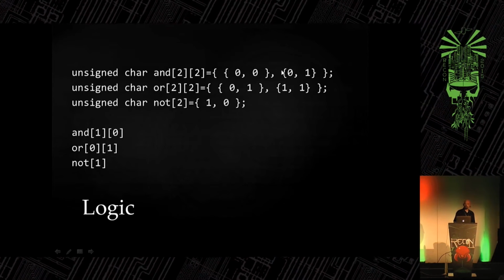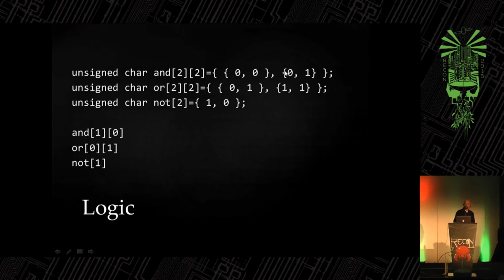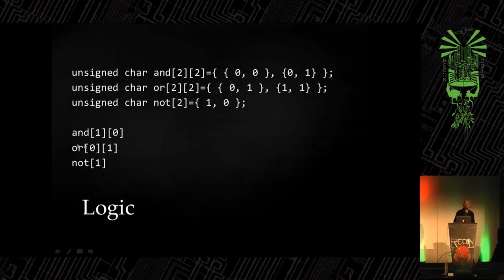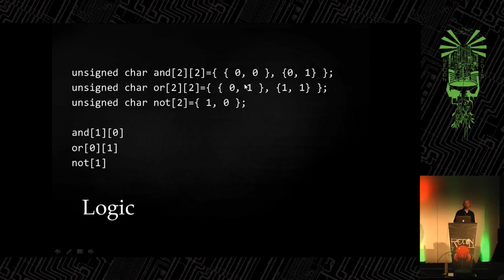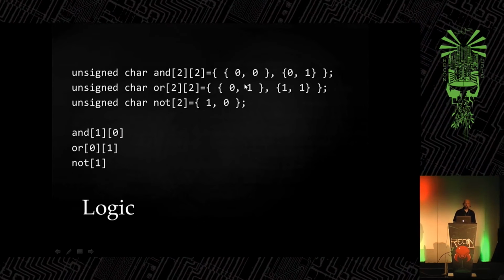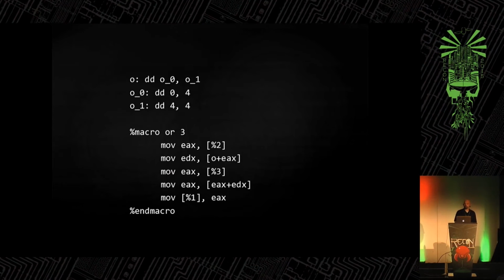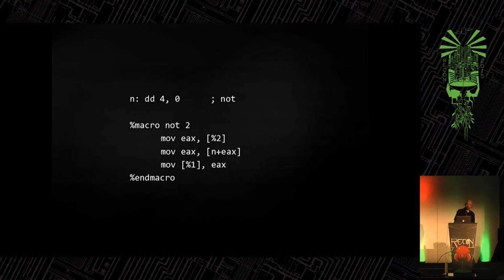I go to array 1 in the table, element 0, to figure out the logical and of 1 and 0 is 0. What about the logical or of 0 or 1? I go to array 0 in my or lookup table, element 1, to figure out the logical or of those two values is 1. So we can pretty easily build up these tables. These are the logical or tables as assembly macros, logical and tables as assembly macros, logical not, all expanding to simple move instructions.